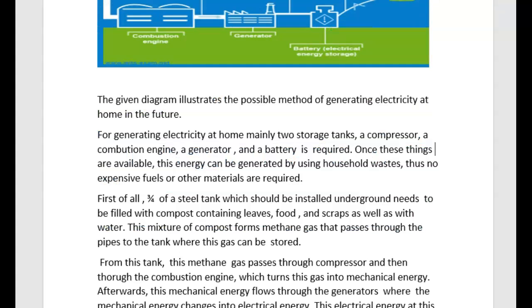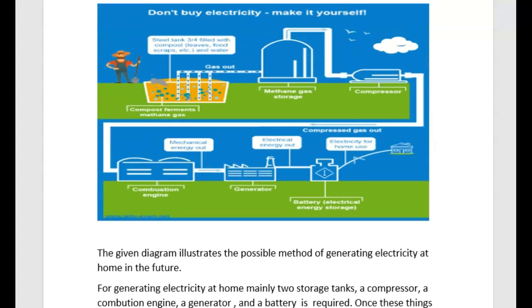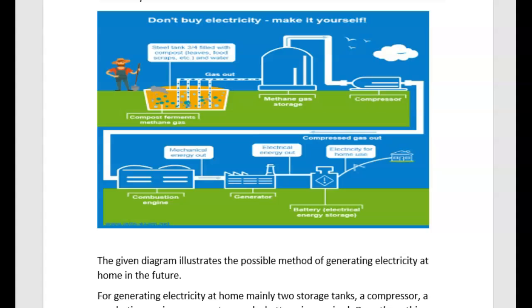Let's see. Okay, when you refer to these two storage tanks, I assume you mean the one for the compost and the gas storage. That's what I'm assuming. Or do you mean this too? So I'm not really clear about that. Maybe this is what you mean, electrical energy storage. I'm not really sure. I assumed that you just meant this was for storage, but okay.